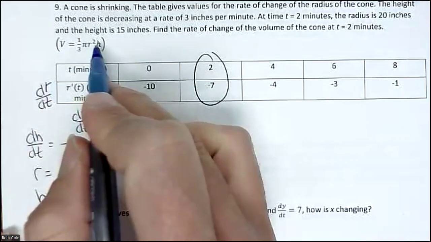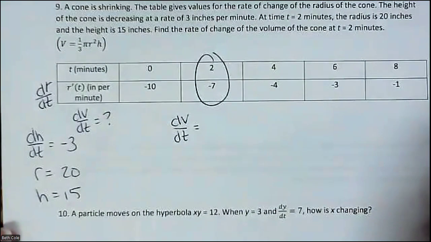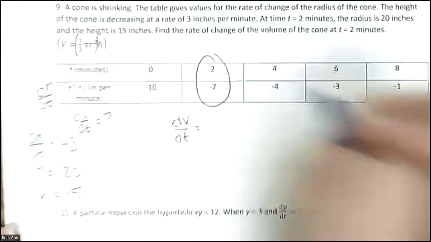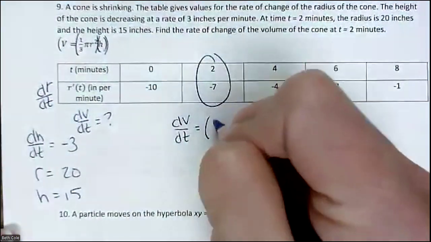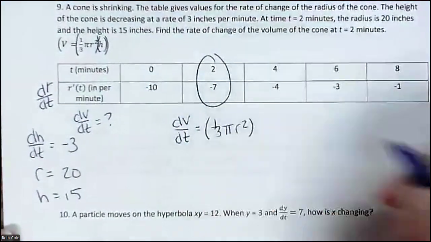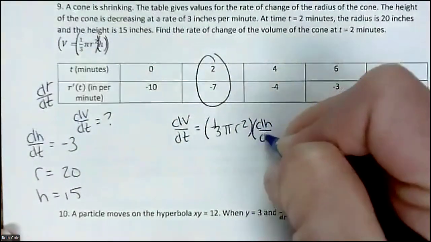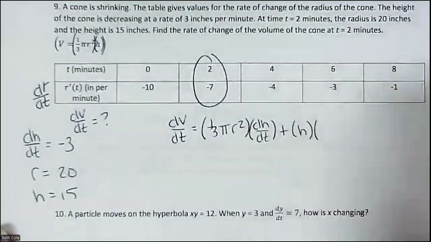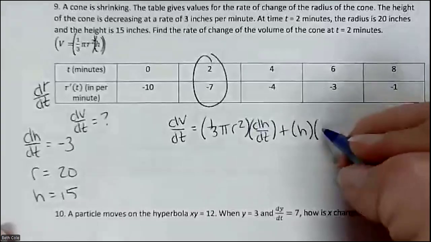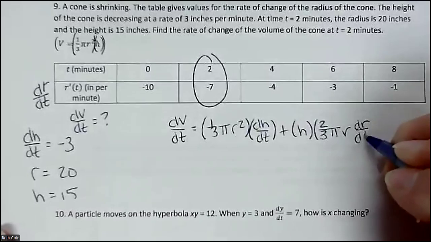All right, they give you the volume formula. What rule are we going to need for this one? Product rule. The first thing is the 1/3 pi r squared. The second thing is the height. All right, so it's going to be the first thing. And then what? Yeah, good. So dh/dt plus the second thing, which is h. Derivative of the first, that would be 2/3 pi r dr/dt.